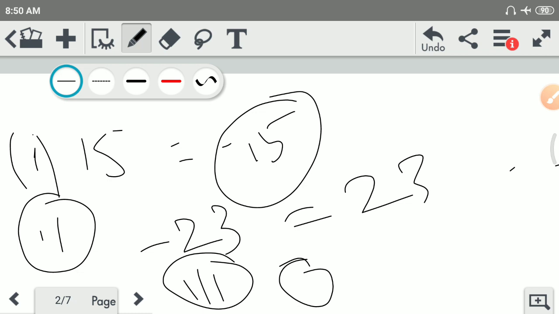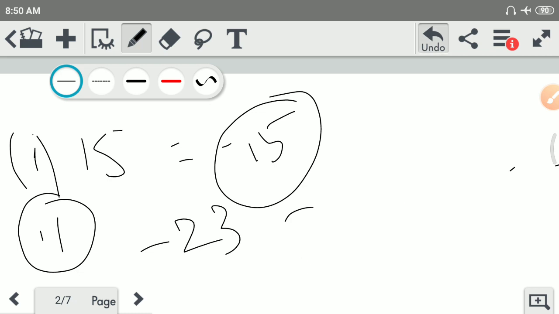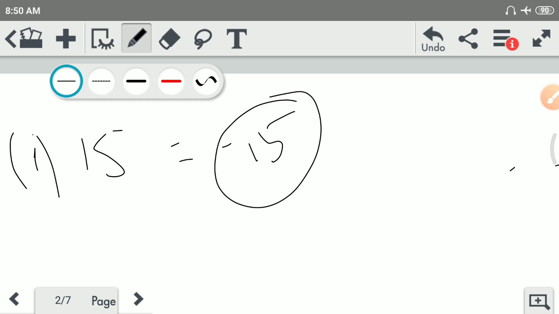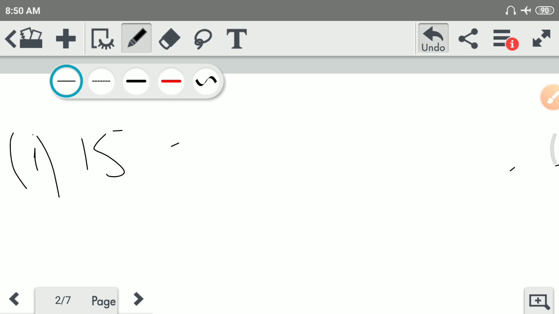Okay, now question number 5. Verify and also name the property used. Which property have you used? You have to name that one also. I will do a few of the questions, and you have to do the rest of the questions yourself. Okay. First one is what?